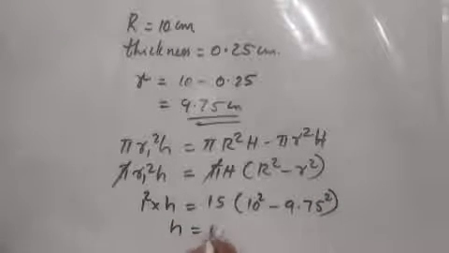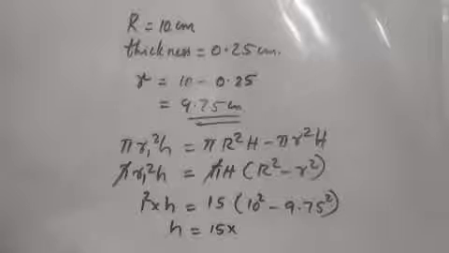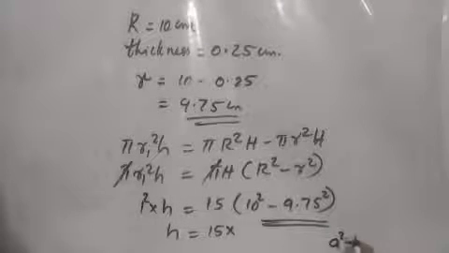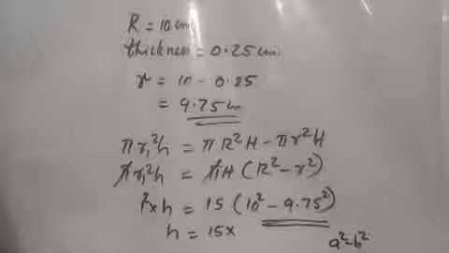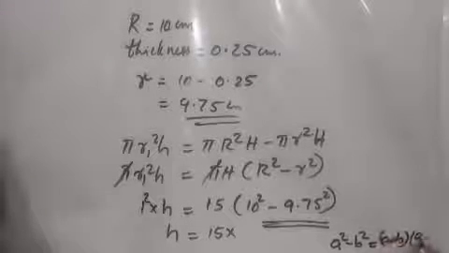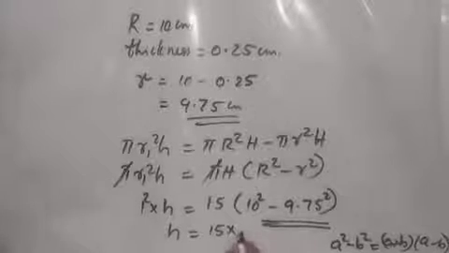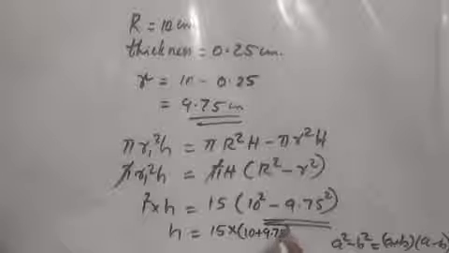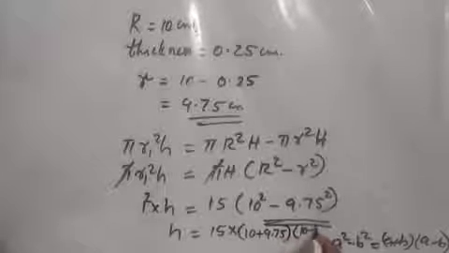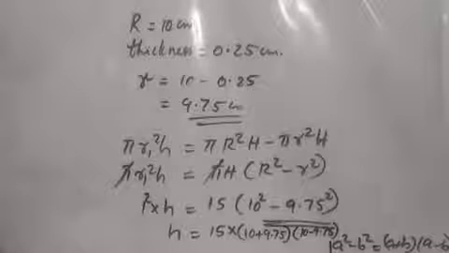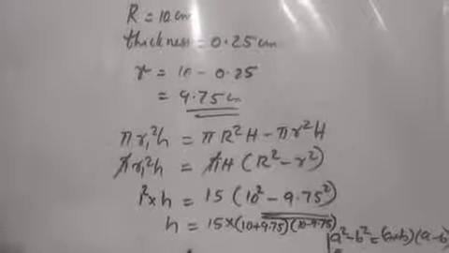That is h equal to 15 into 10 square minus 9.75 square, separately we have to calculate. Otherwise, we can apply the identity a square minus b square, that is a plus b into a minus b, which is easy to apply. So here we can find it as 10 plus 9.75 into 10 minus 9.75. So find the product to obtain the value of h.